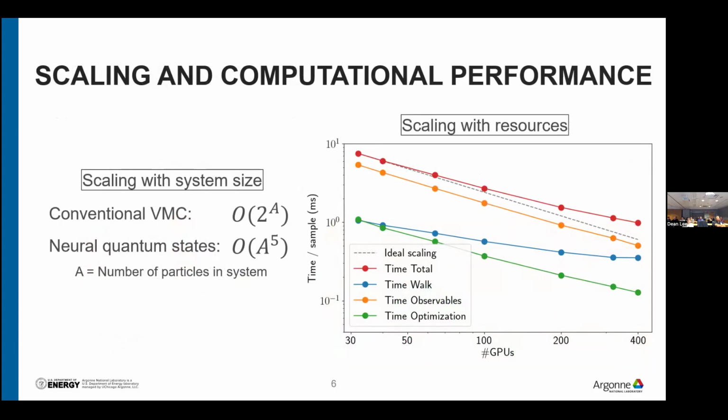The scaling of this system, you might ask, if it's not exponential, what does it look like? So conventional variational Monte Carlo methods are somewhat exponential, but our worst case is really something like the number of particles to the 5th power. And additionally, the scaling with resources is actually nearly ideal for most of the algorithm. We can see the total time here as we go to a very large number of GPUs slightly deviates from ideal scaling. But that gives us a huge advantage as well, since this algorithm is almost essentially embarrassingly parallel.